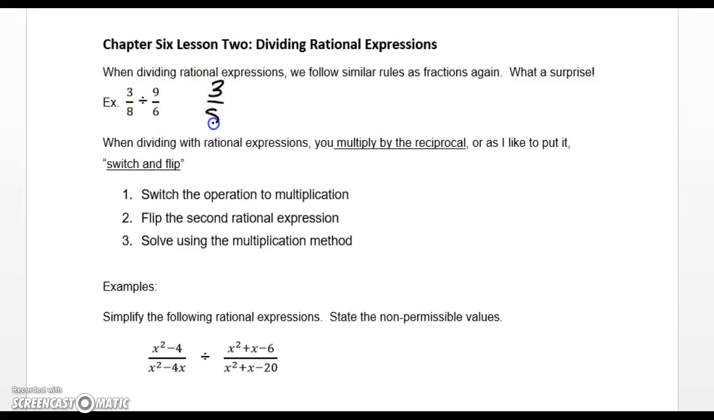So you'd have 3 over 8. So switch your operation to multiplication and then flip your second fraction. So it becomes 6 over 9. Then what we can do here then is we can start to simplify. So 3 and 9 have something in common. They can both be reduced by 3. So 3 becomes 1 and 9 becomes 3. And we can also reduce the 6 and 8. That can be reduced by a common factor of 2. So we're left with 3 here and 4 on the bottom.